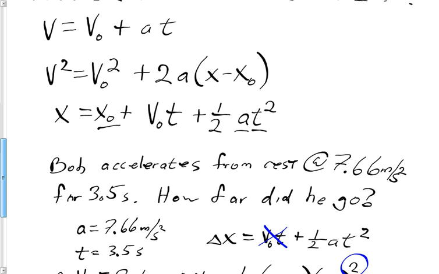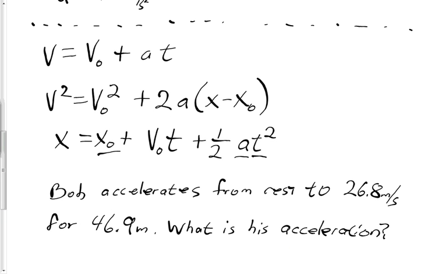All right, let me see if I can do one more. All right, let's do one last one. Notice I've changed the wording one more time. Bob accelerates from rest to 26.8 meters per second for 46.9 meters. So he's gone that distance. I'm giving you different information. Again, pretend I haven't asked you any other questions and this is the first time you've seen this format with Bob. What is his acceleration?